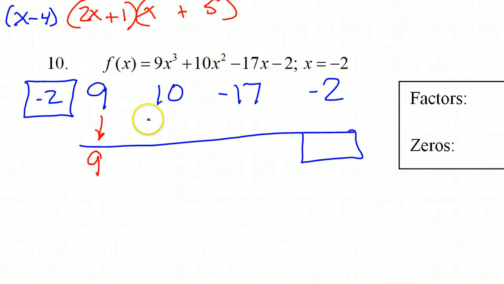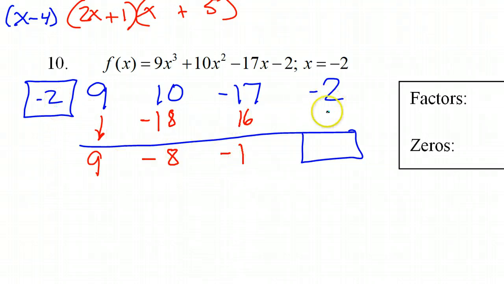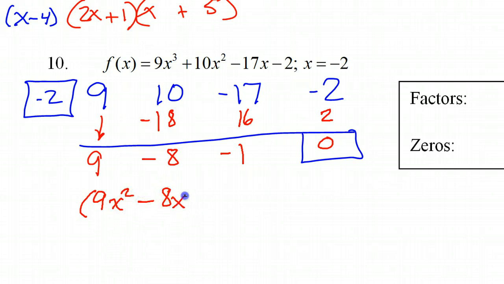Nine times negative 2 is negative 18. Put these together, that's negative 8. Negative 8 times negative 2 is positive 16. Together, that's negative 1. Negative 1 times negative 2 is positive 2, which makes 0. Now, turning this back into a trinomial looks like this: 9x squared minus 8x minus 1.